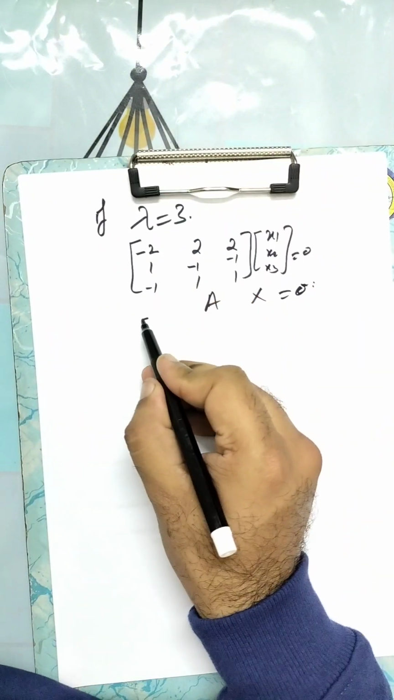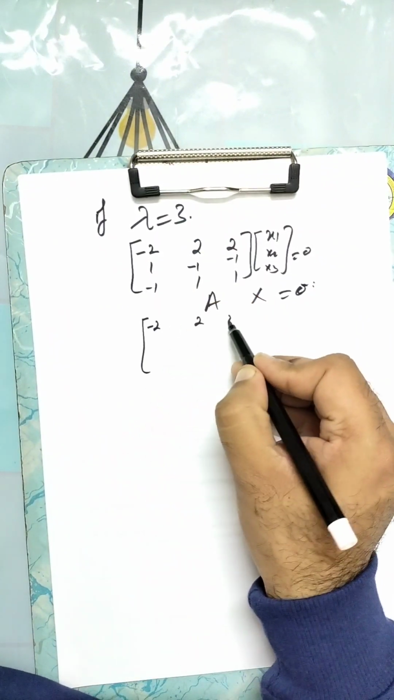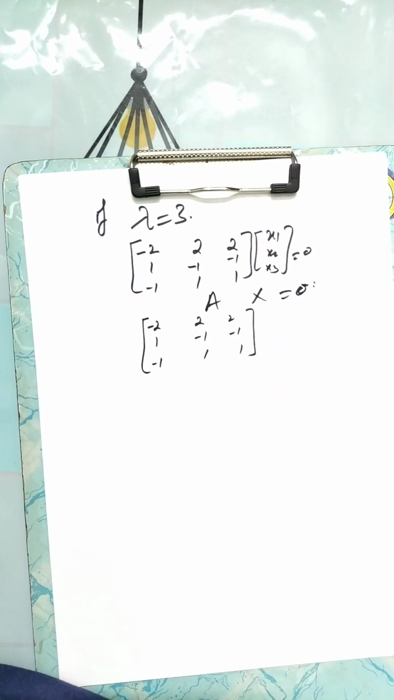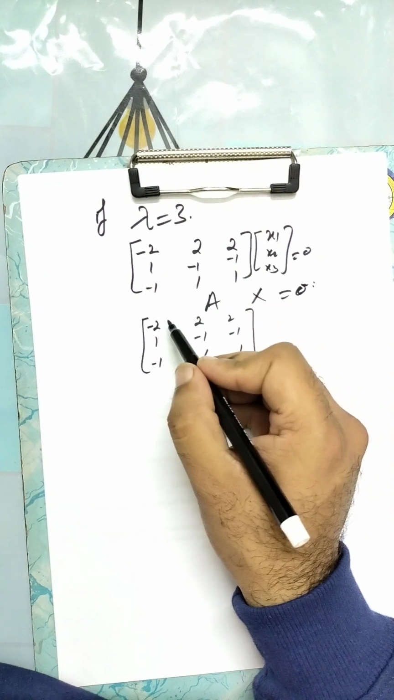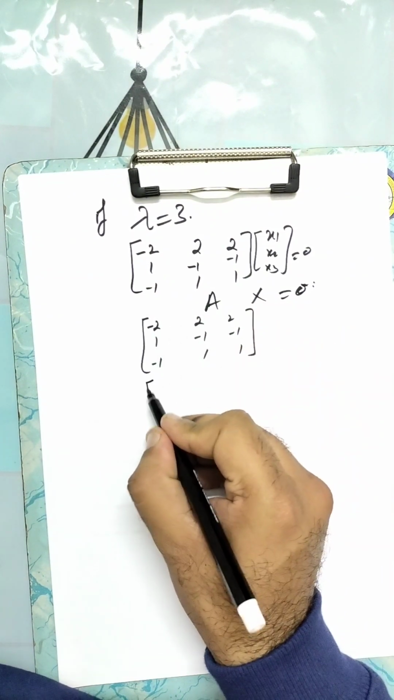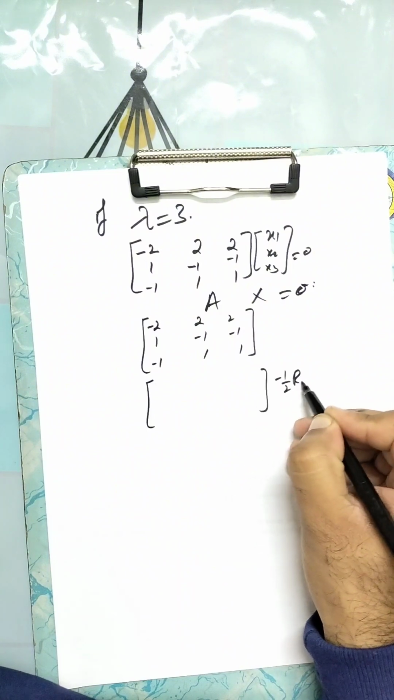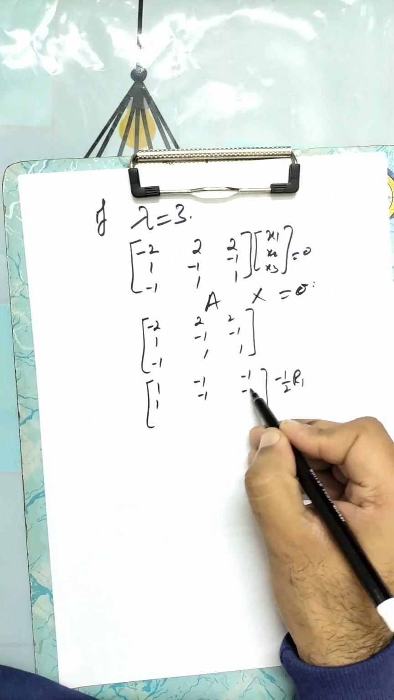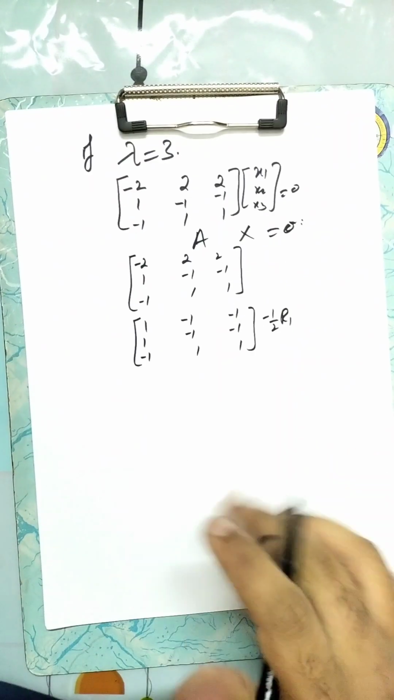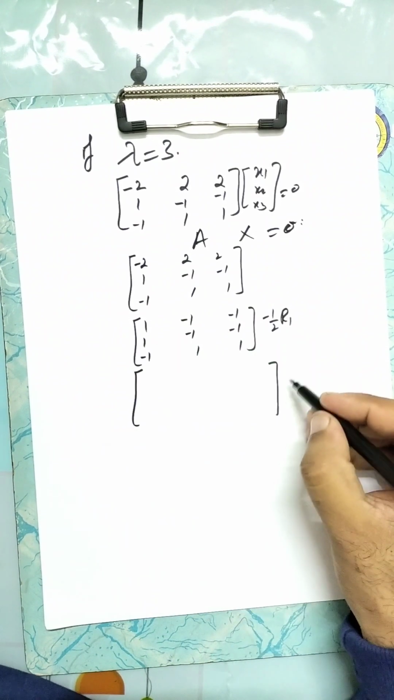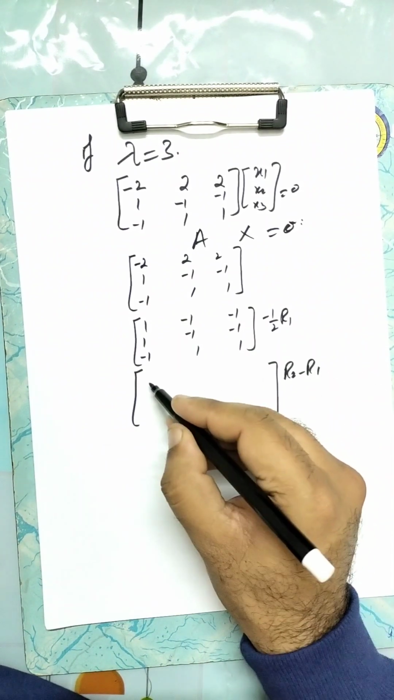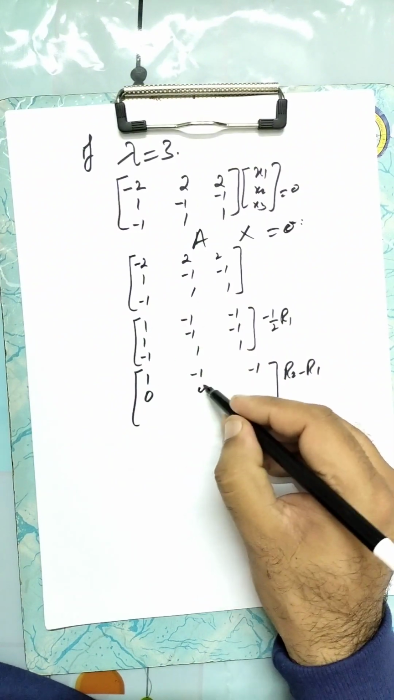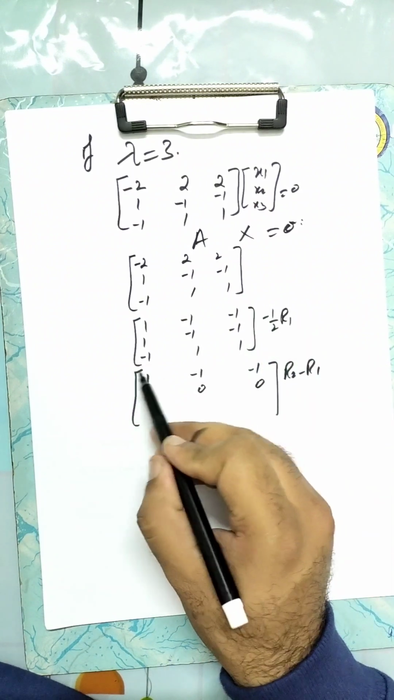This is a homogeneous system, so solve this matrix: minus 2 2 2, 1 minus 1 minus 1, minus 1 1 and 1. So I want to make a 1 here, so minus 1 by 2 R1, so this becomes 1, and this is minus 1, this is minus 1, 1, minus 1, minus 1, minus 1, 1, and 1. So reduce this into echelon form, so R2 minus R1, so 1 minus 1, minus 1, 1 minus 1, 0, minus 1 plus 1, 0, minus 1 plus 1, 0.